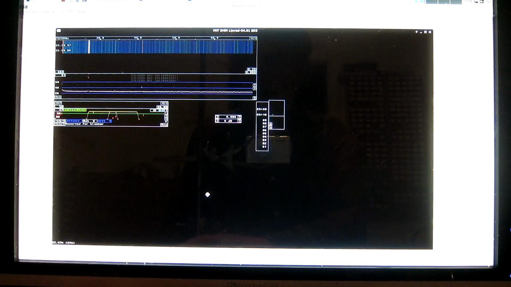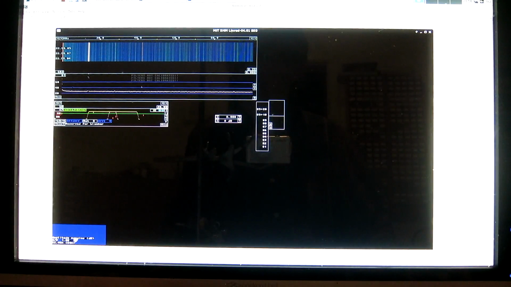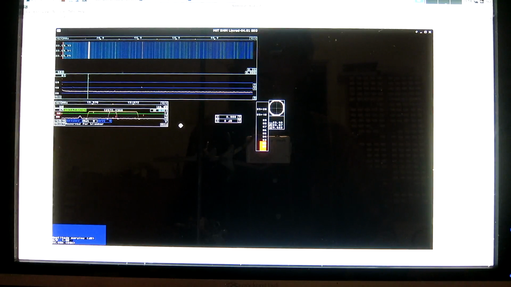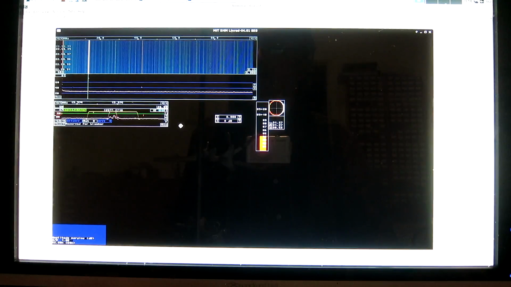I press A for amplitudes, and you can see the signal I have is 1 dB below the point of saturation. I have a crystal oscillator at about 14.16 megahertz. I can click on the signal here. Oops. And use the wheel mouse to go to the right frequency.